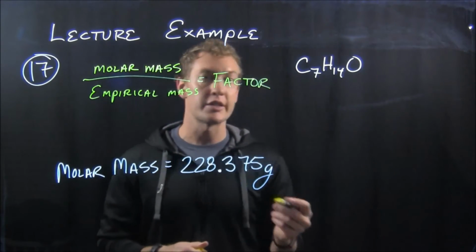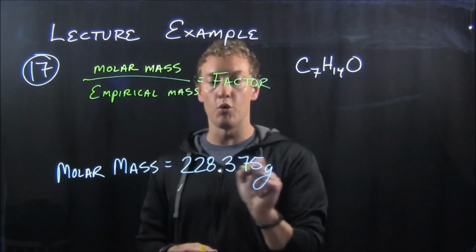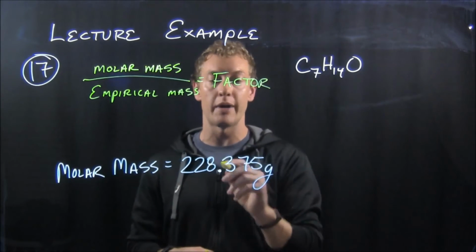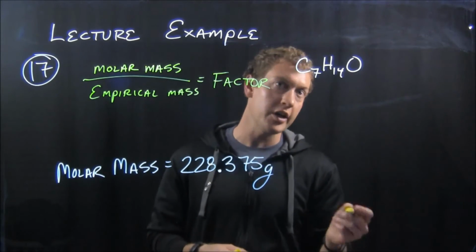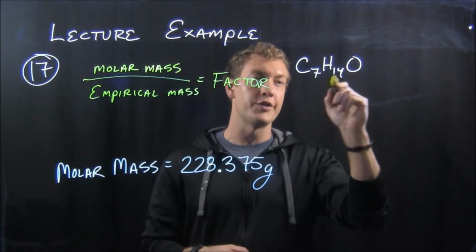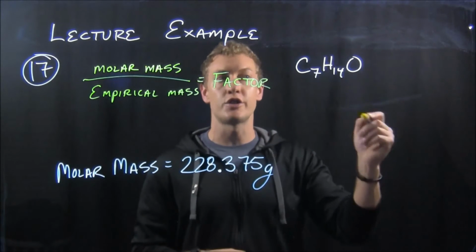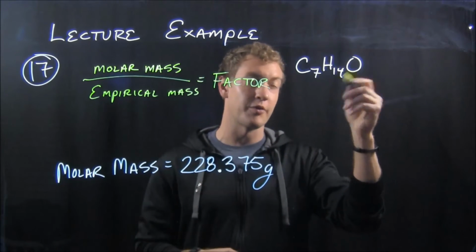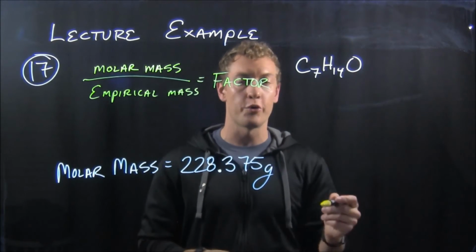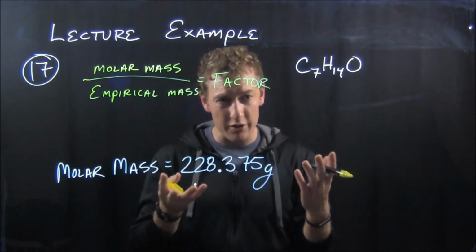So for instance, if we would divide the molar mass here by this empirical mass and we would get 3, then we would multiply all of the subscripts here by 3, making it C21H42 times 3, which is H126, and O3. So that's what we need to do.